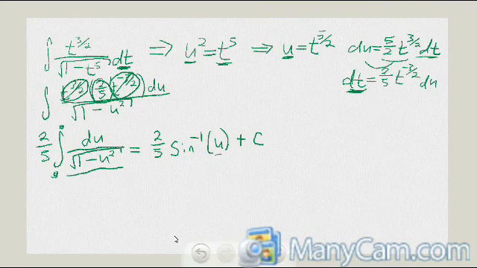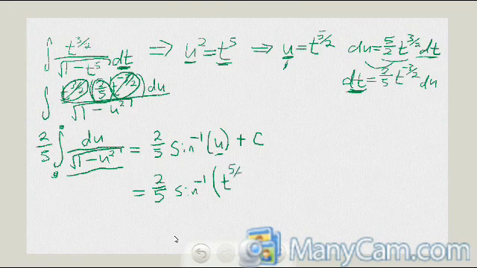So then now what we need to do is replace our u with what we had for u in the beginning. So we get 2/5 inverse sine of t to the 5/2 plus some arbitrary constant. So this should be your answer.